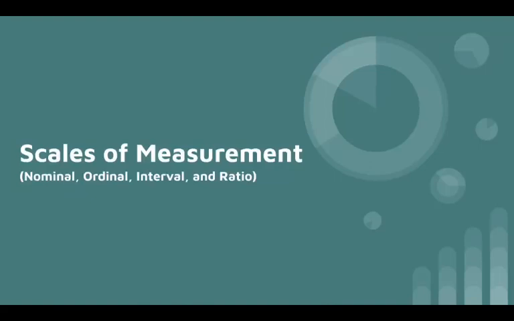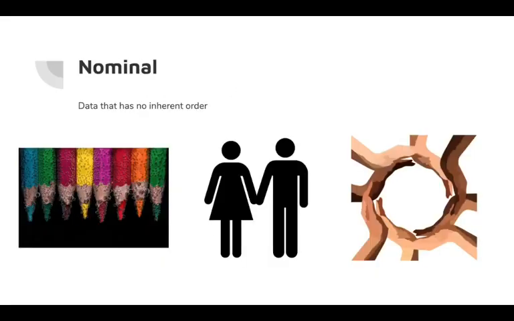Okay, so in this video, we're going to be looking at scales of measurement, specifically nominal, ordinal, interval, and ratio data types. So the first one that we want to take a look at is nominal data. Nominal and ordinal kind of go together, and they're both typically talked about in terms of their categorical data.